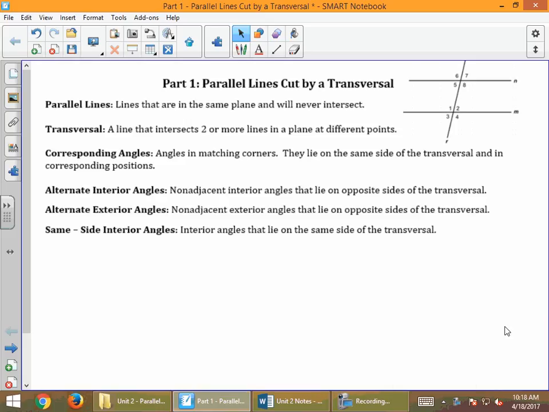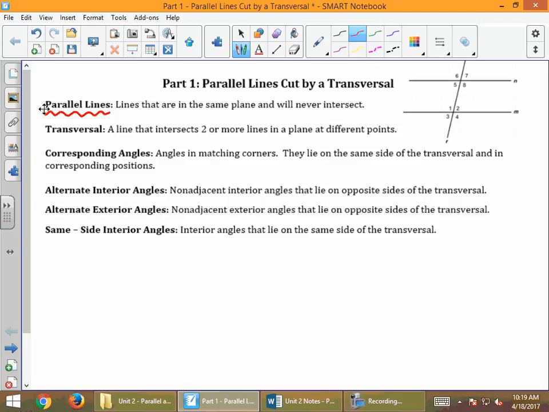So in this unit, what we're going to be talking about are parallel and perpendicular lines. So the first thing we're going to talk about is exactly what parallel lines are and special angle relationships that involve parallel lines. So parallel lines are lines that are in the same plane and will never intersect. So the first vocab word right here, parallel lines are lines that lie in the same plane and will never, ever, ever, ever intersect. They will never touch.